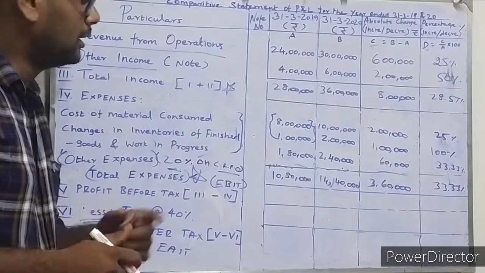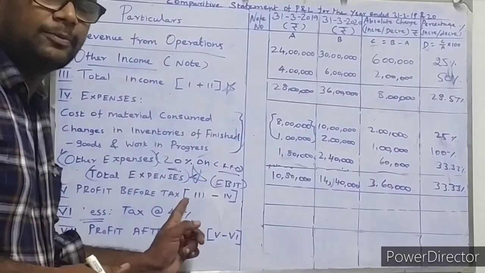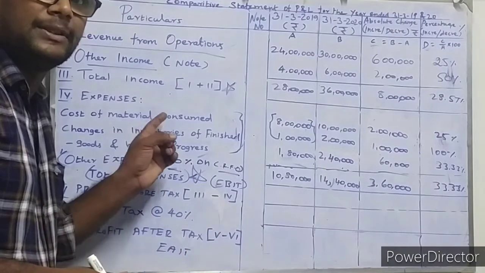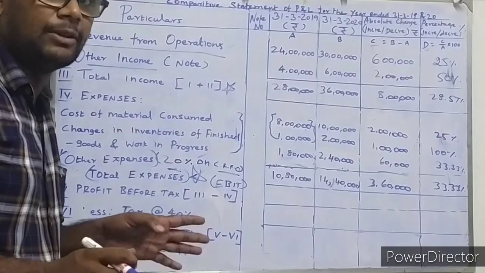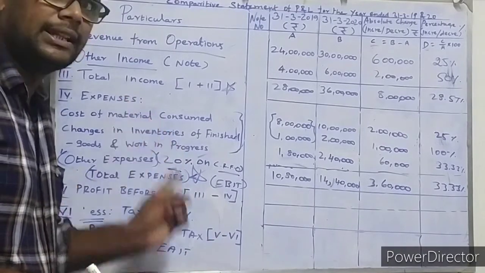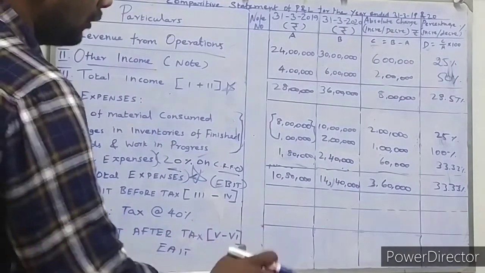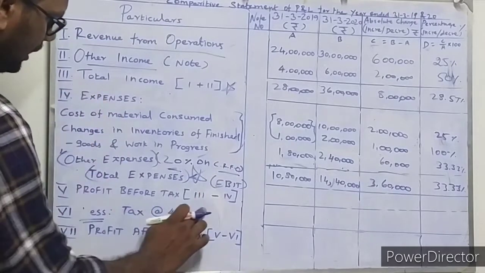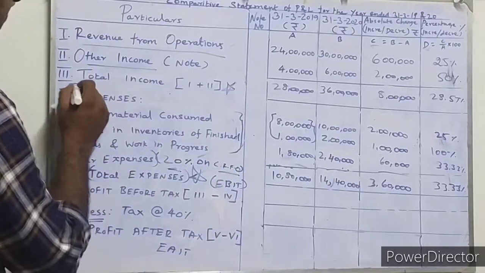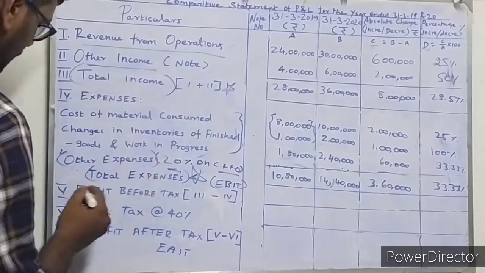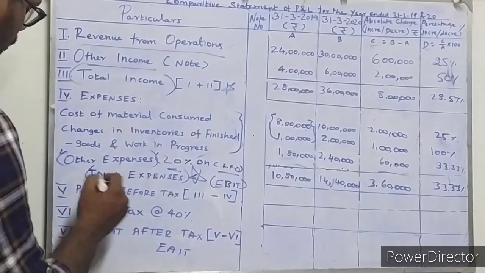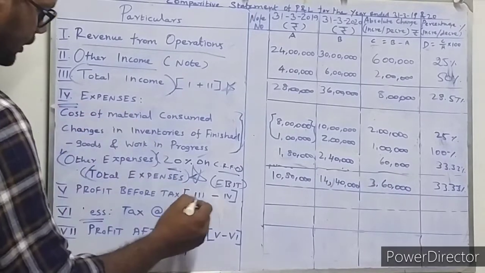Can you get my point? If income is more than expenses, that is profit. If income is equal to expenses, that is the break-even point. If income is less than expenses, that is loss. Are you clear? Now we are going to deduct 4 from 3. What is 3? Total income. And Roman numeral 4 is total expenses.